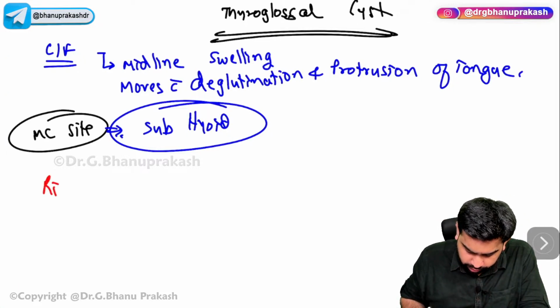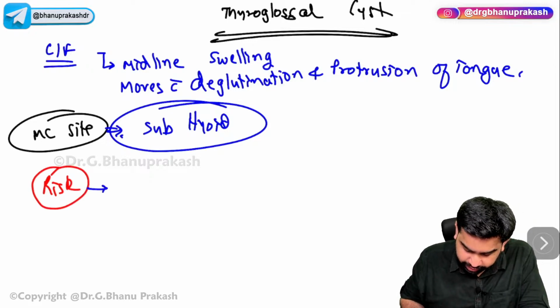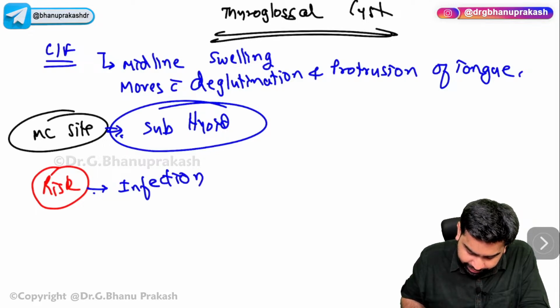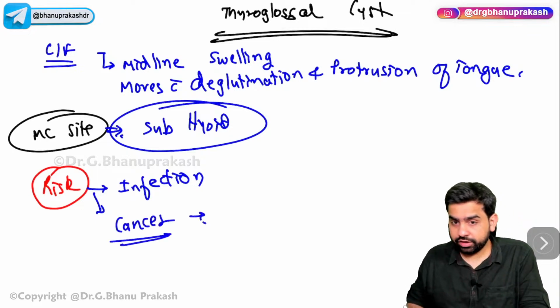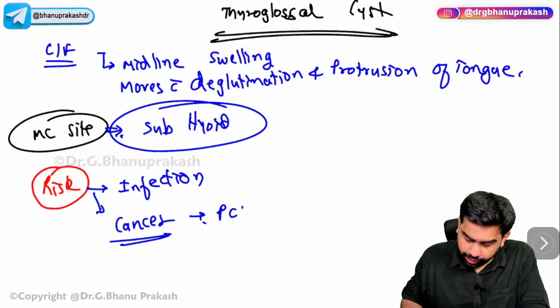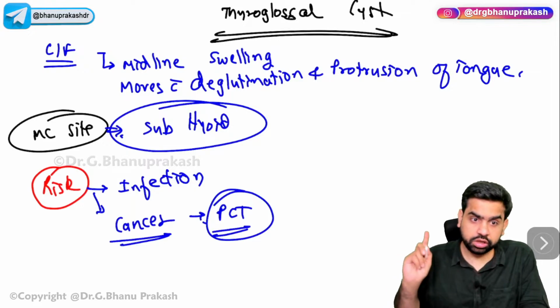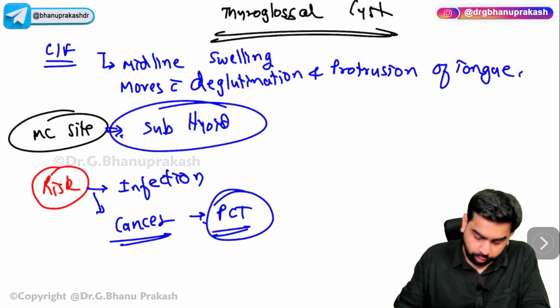Now, what is the risk factor with this swelling? If you don't manage it in a proper manner, it can land up in infection, or it can land up in a kind of cancer. It can get transformed into a cancer. Which cancer can it get transformed into? A long-standing thyroglossal cyst is a risk factor for papillary carcinoma of the thyroid. So all these things are important.